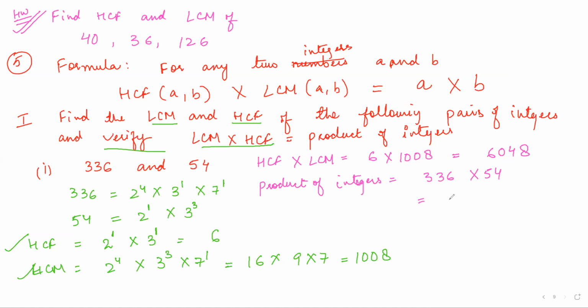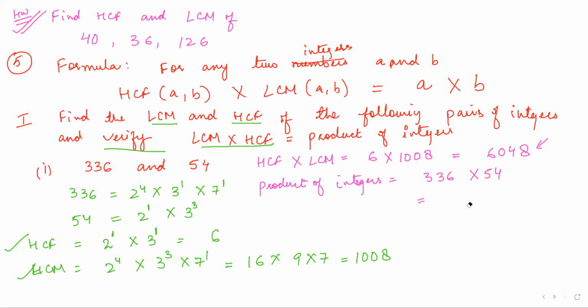Sure. Okay. Ma'am, 18144. No, I think you should get the same number, isn't it? Check again. Yes, ma'am, I'm getting this only. Same, yeah? 6048. Yeah. Okay. No, ma'am, I'm getting 18144.